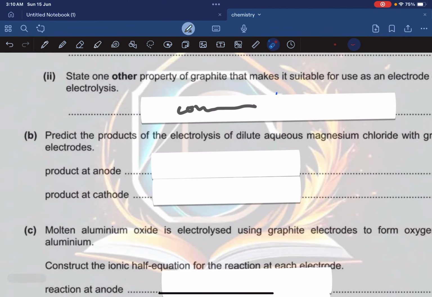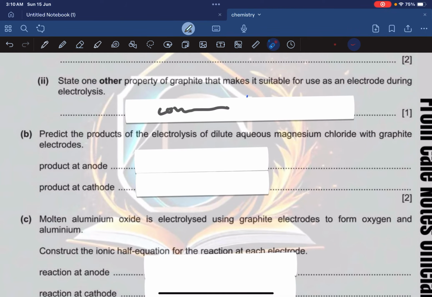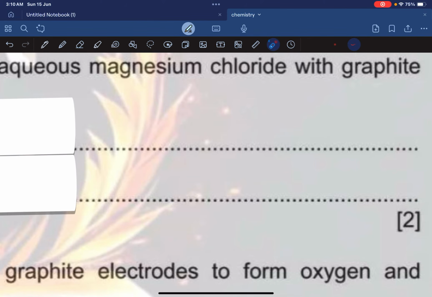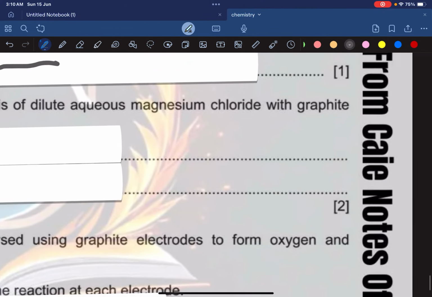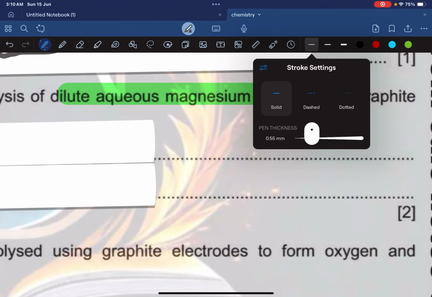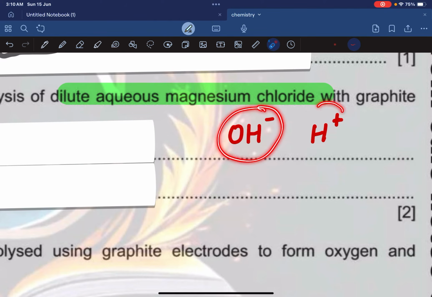Okay, predict the products of the electrolysis of dilute aqueous magnesium chloride with graphite electrodes, product at anode and cathode. To understand this, we need to write all the ions that are present in aqueous magnesium chloride. What type of ions do I expect in aqueous magnesium chloride? Firstly, let's look at aqueous. What do I mean by aqueous? Aqueous means that you have OH negative ions and H plus ions. These are the ions that are present due to water.